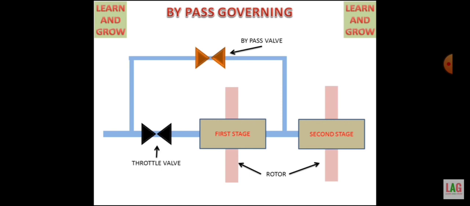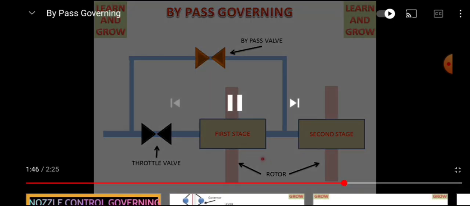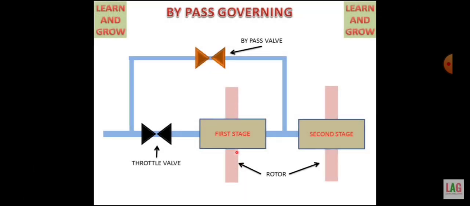Now we take another example to understand it clearly. This is the rotor of the first stage. This is the rotor of the second stage turbine. Now when steam is bypassed by the bypass valve, then the second stage will work instead of the first stage. So in the overloaded case, bypass governing works. This is the process of bypass governing.